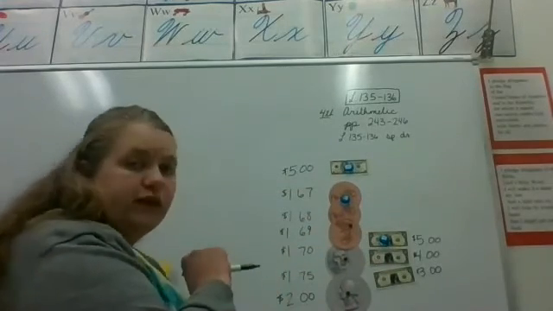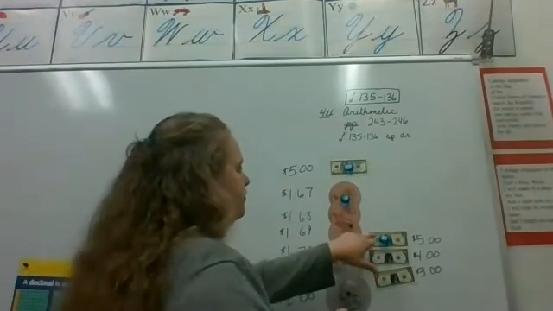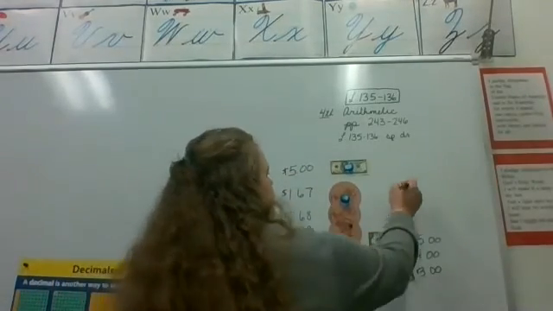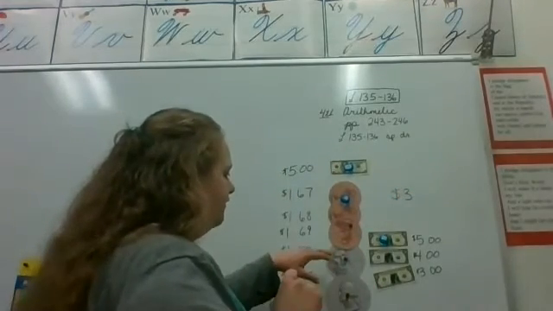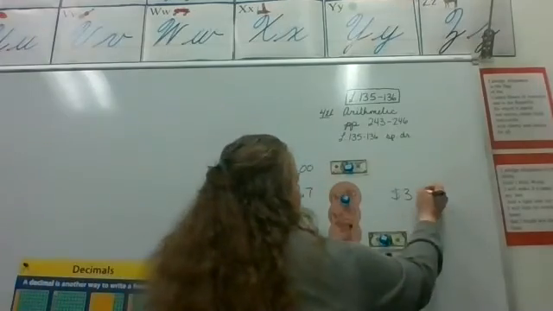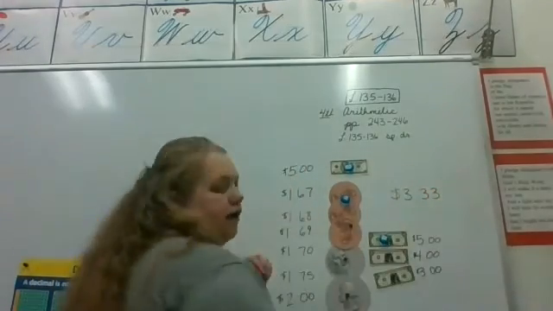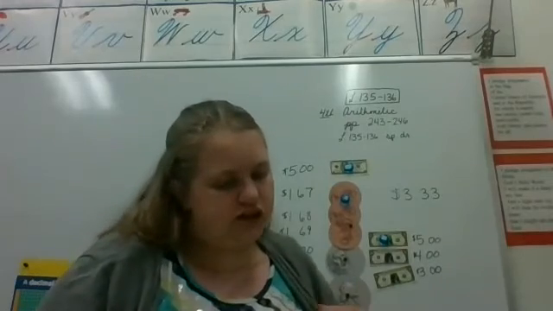And then we can count and we can see how much money we did get back. So we start with our dollars. $1, $2, $3. And then 25, 30, 31, 32, 33. $3.33, okay?